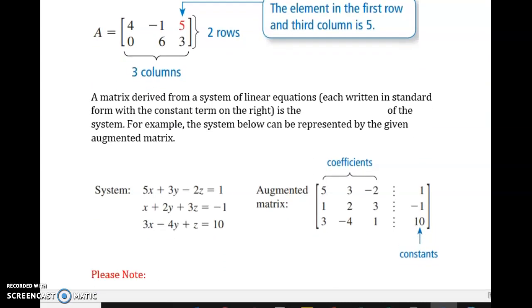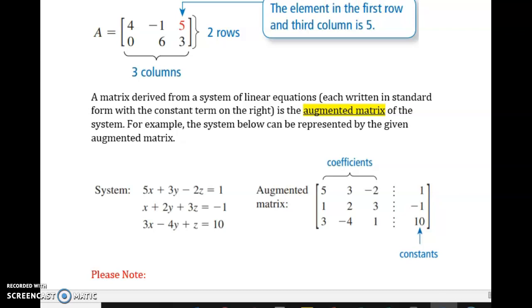A matrix derived from a system of linear equations, each written in standard form with a constant term on the right, is the augmented matrix of the system. You may see this done in different ways, but what is going to be most important is that the equation is in standard form.